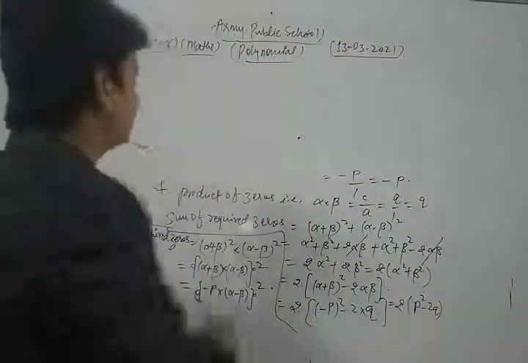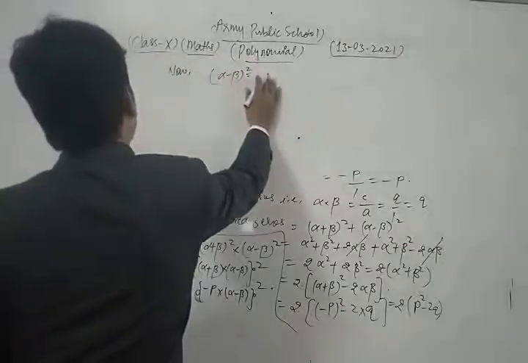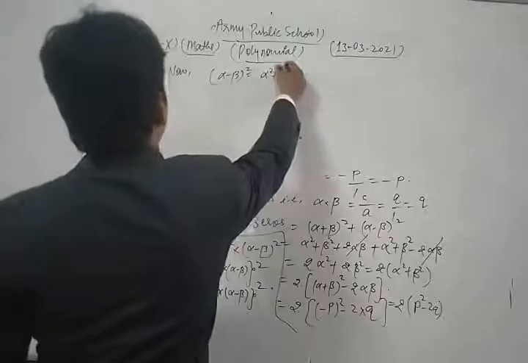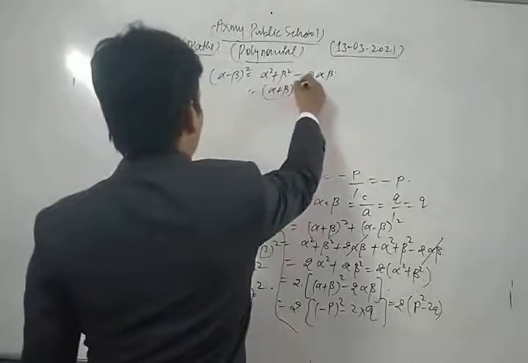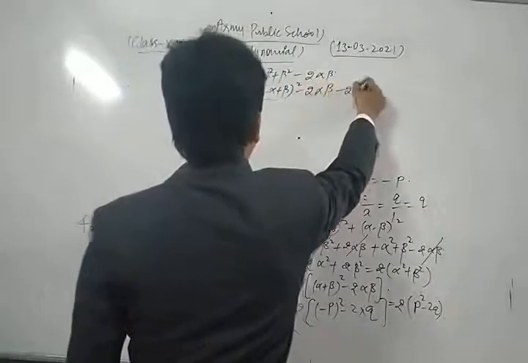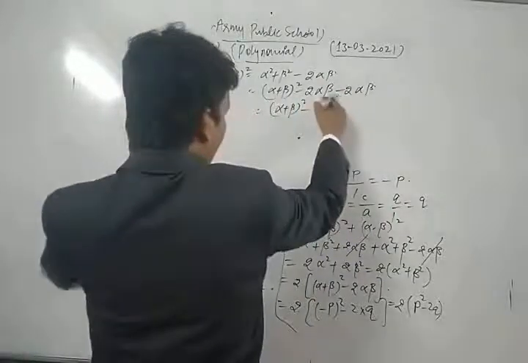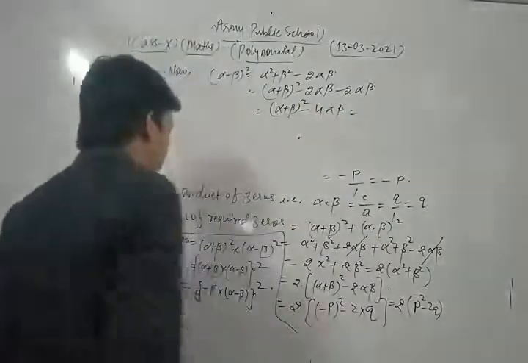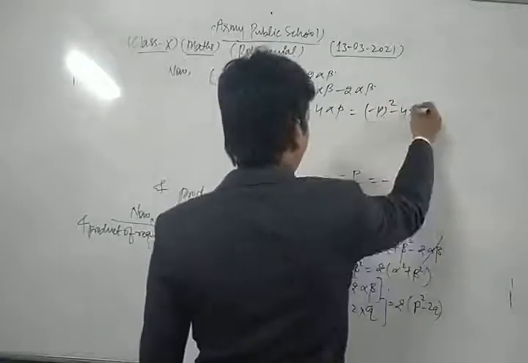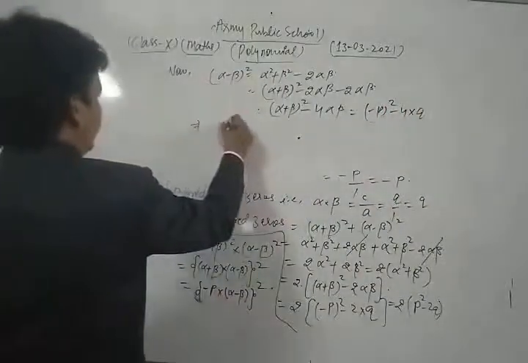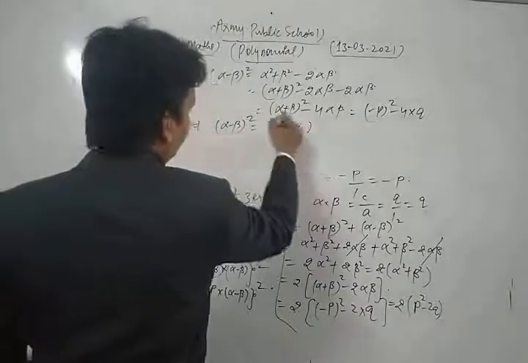Now the alpha minus beta whole square is equal to what? It is a square plus b square minus 2ab. So we write alpha plus beta whole square minus 2 alpha beta and minus 2 alpha beta, so we write alpha plus beta whole square minus 4 alpha into beta. The value of alpha plus beta is minus p, so minus p whole square minus 4 into alpha beta, which is q. So here we get alpha minus beta whole square is equal to p square minus 4q.